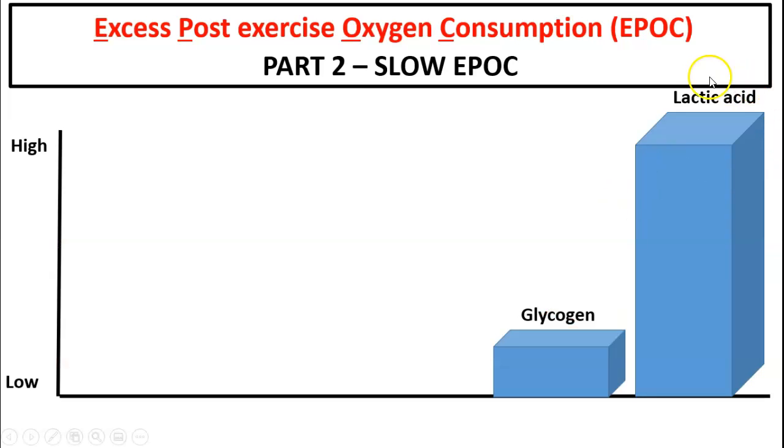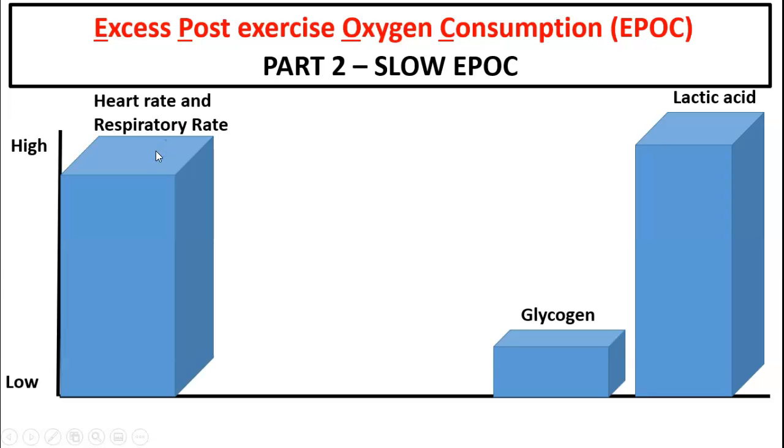As I said, our key function within slow EPOC is to replenish glycogen and remove lactic acid. In order to do that, we start our study of slow EPOC on the elevation of 2 to 3 rates within our body when we finish exercising. A lot of uneducated people, people who don't study PE as an academic subject, would think that when you stop exercising, your heart rate's just going to go straight back down.